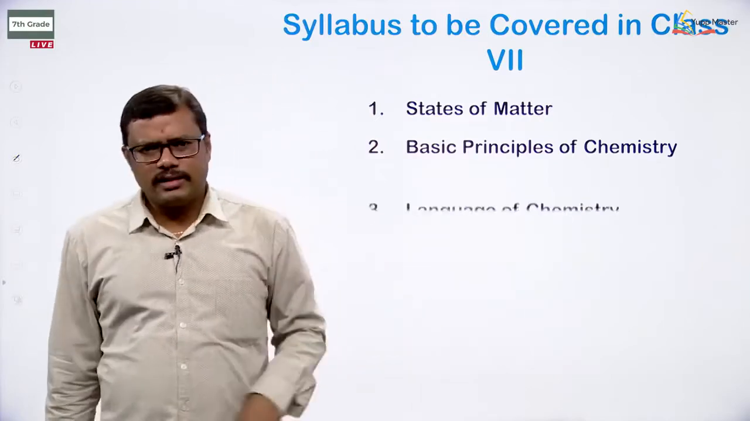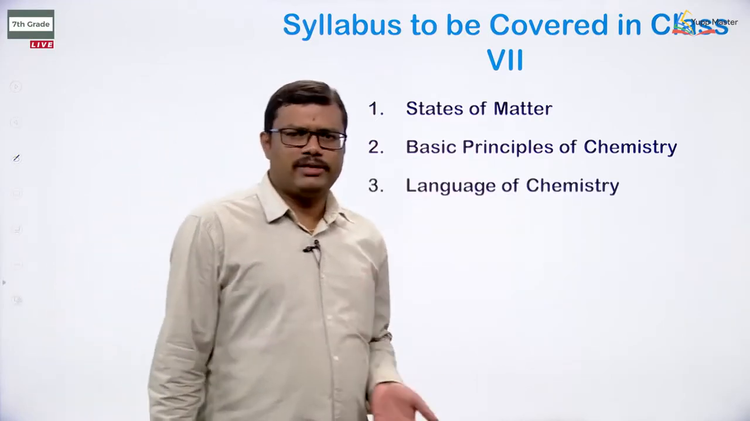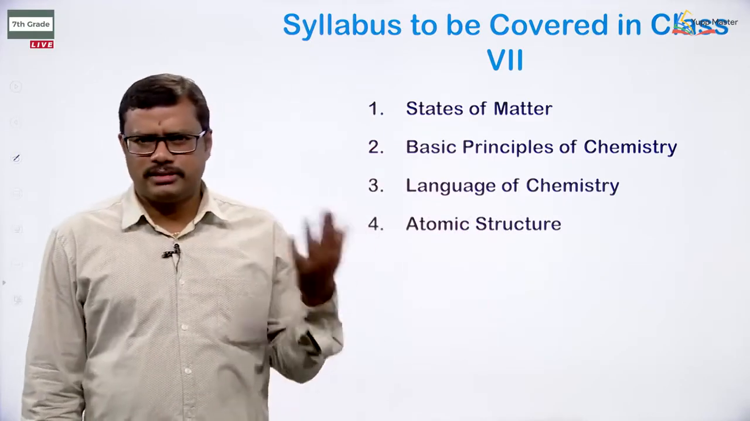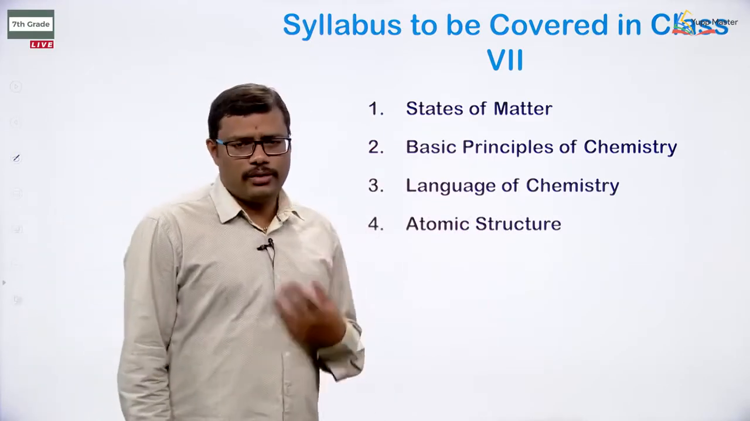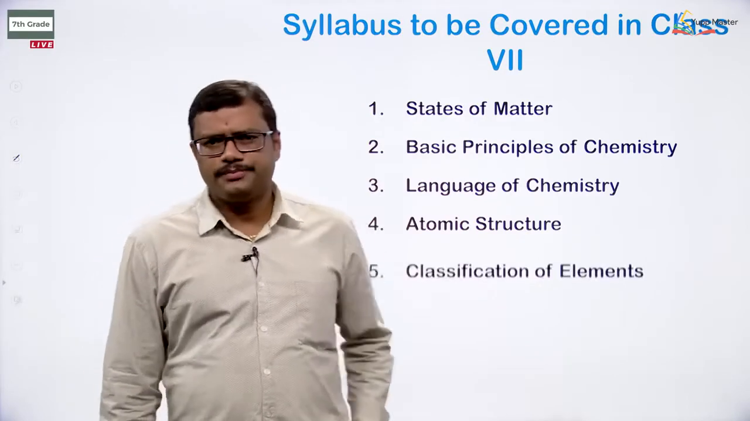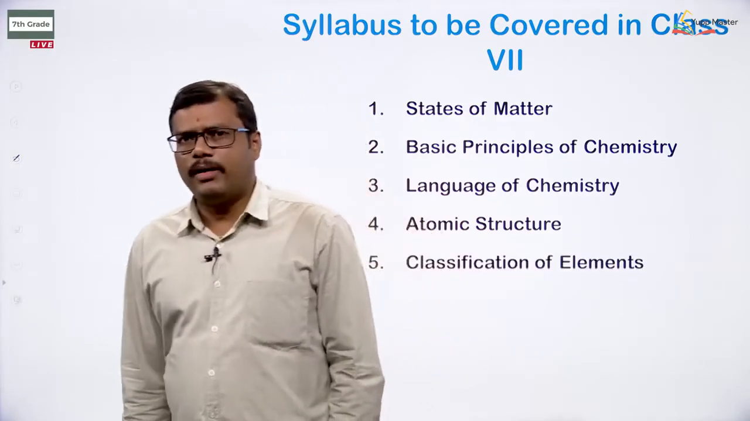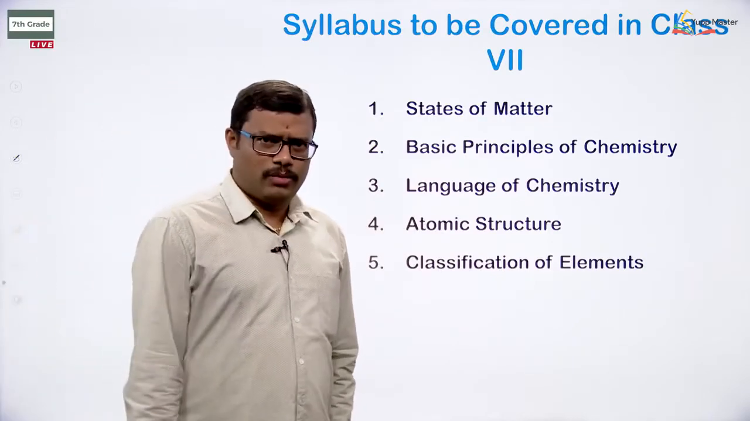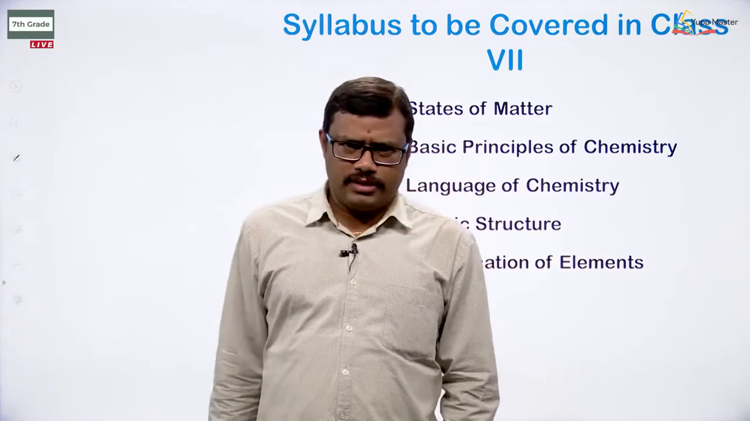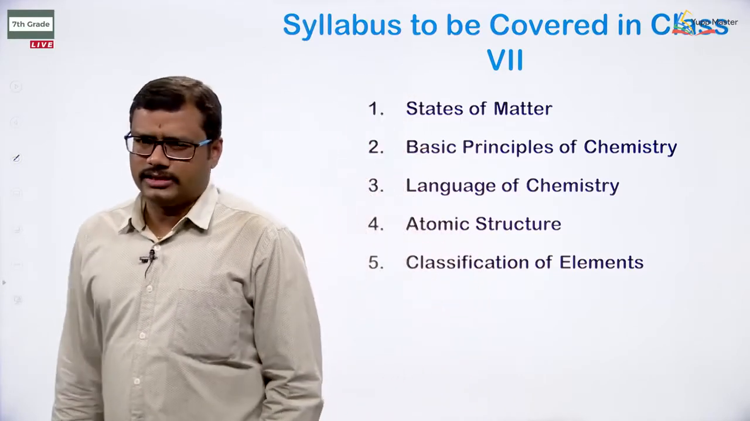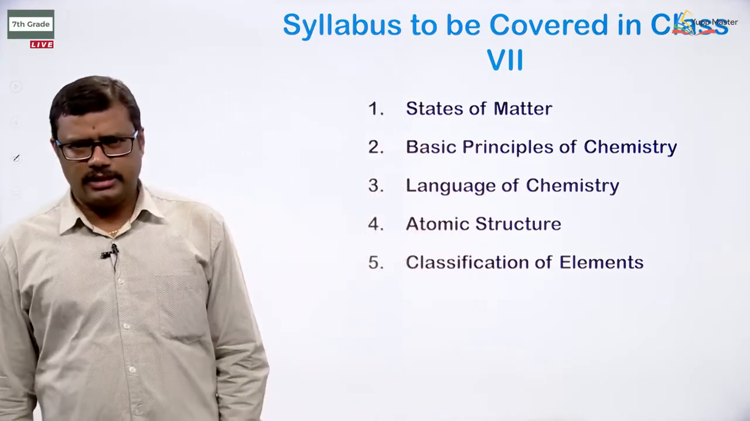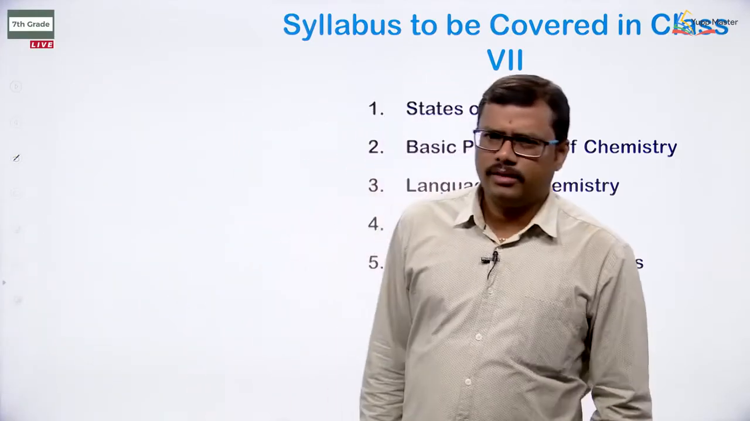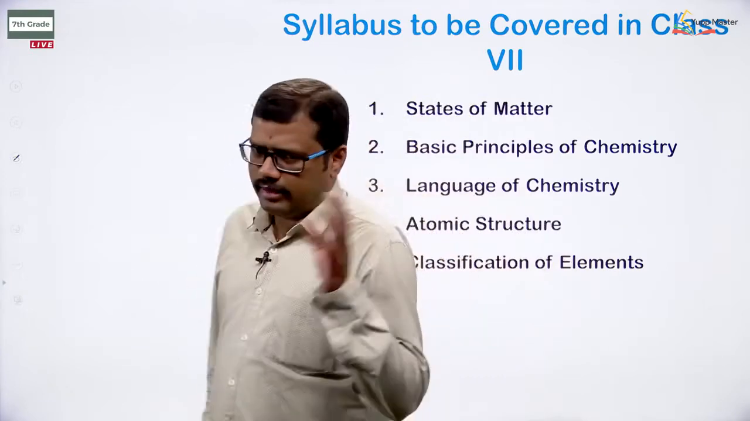Okay. And then we look at some of the basic principles, the language of chemistry, that is how we are going to use the terminology, and what the symbols of ions or atoms are. Then the atomic structure: how the fundamental particles of an atom are arranged within an atom, how the models were proposed, and what concepts we are going to see. So, all these things will be learned under atomic structure. Then we have the classification of elements, how the elements can be classified, and what is the main reason.